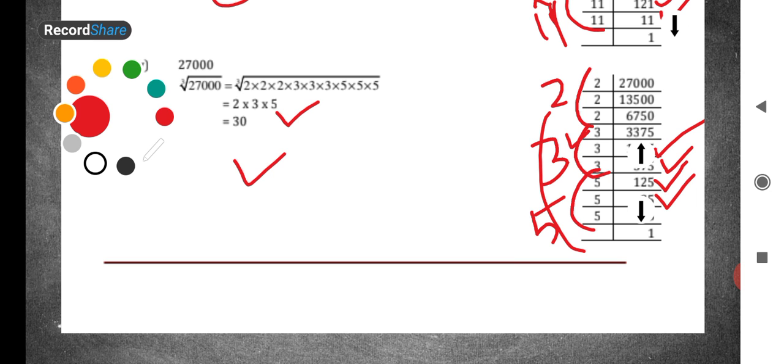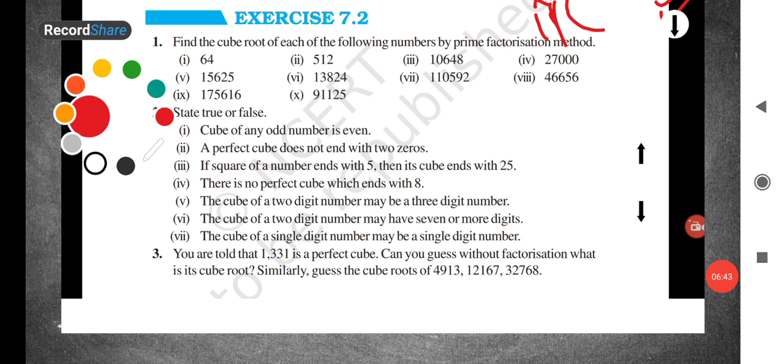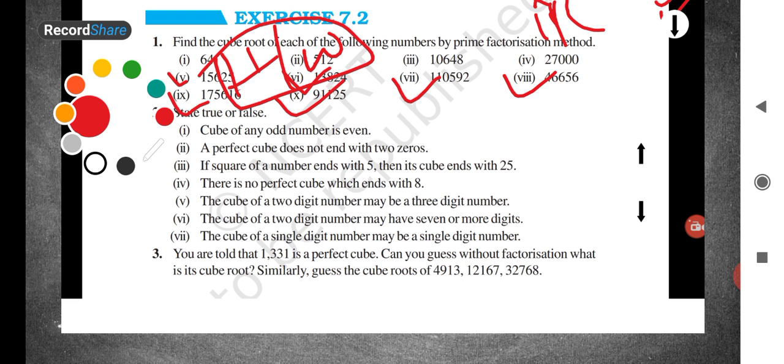Now the remaining questions. Let me show how many questions are remaining. Now the remaining questions 5, 6, 7, 8, 9, 10 are your homework. I have explained how to solve these, so try to solve all these homework questions by yourself.